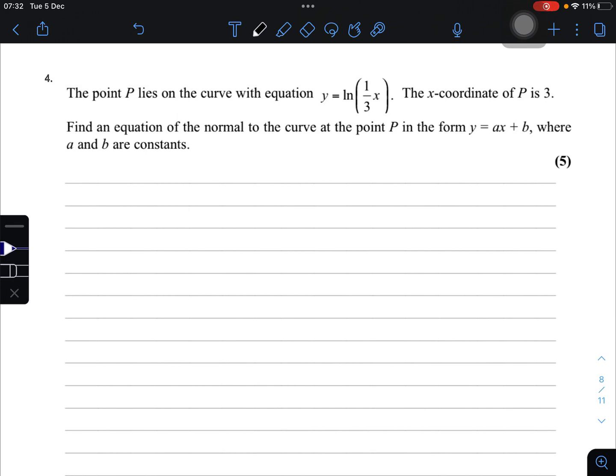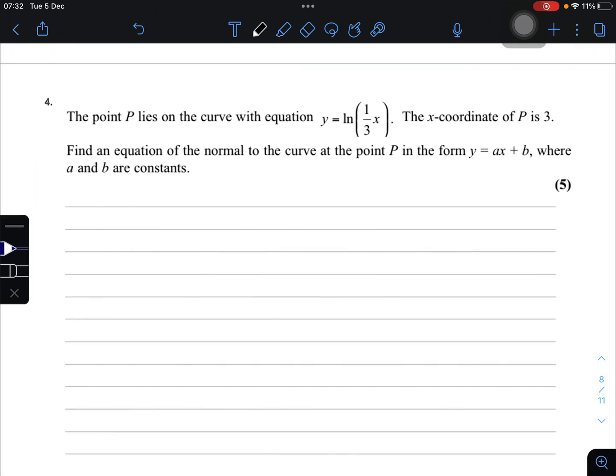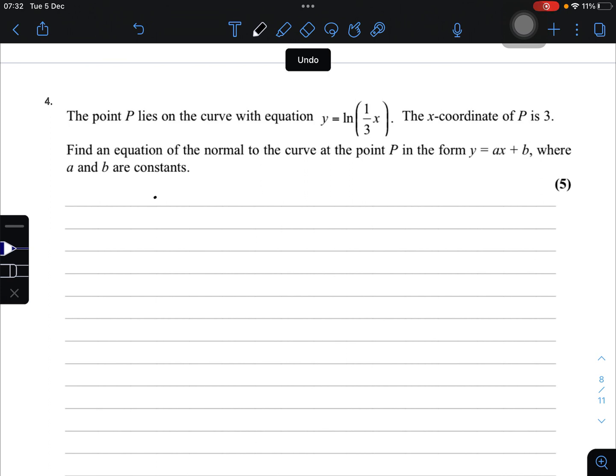We've got y equals ln of a third x, and the x coordinate of P is 3. Find the equation for the normal to the curve. I've got 8 minutes left to do 2 questions. Okay, the x coordinate of P is 3. Find the equation of the normal to the curve.